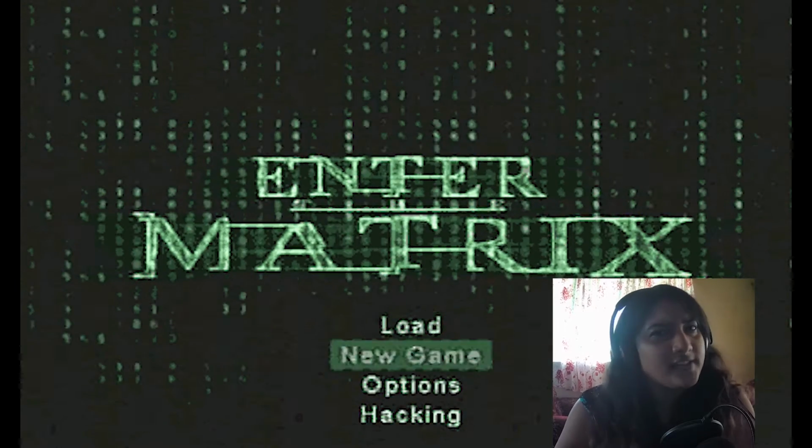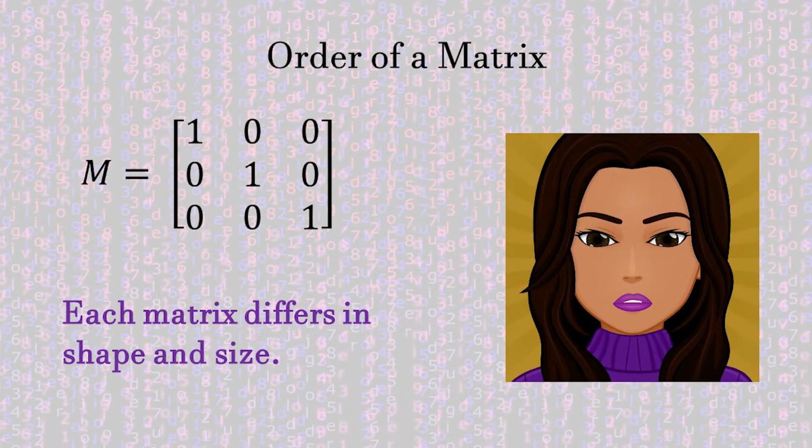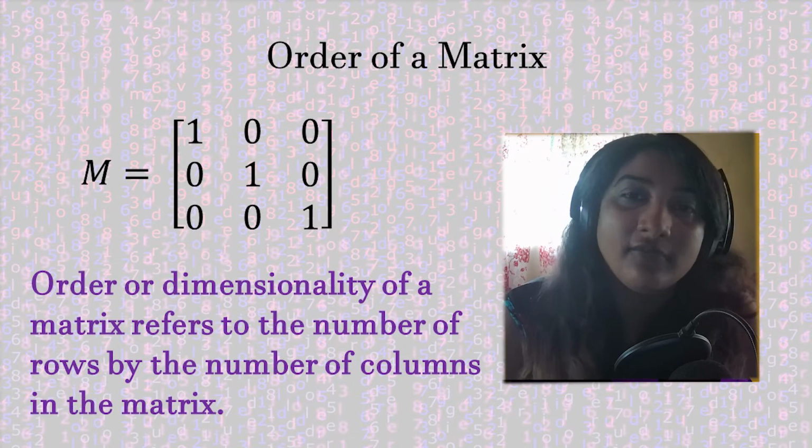Now let's delve into matrices just a little bit. Matrices are rectangular arrays, but we also need to understand the order of matrices. When we speak about the order of matrices, we're talking about its dimensions. How many rows and columns does this array contain?